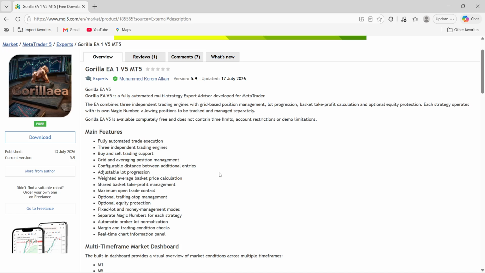Right, so as you can see, the developer says it combines three independent trading engines with grid-based position management, loss progression, basket take profit calculation, and optional equity protection. And it says each strategy operates with its own magic number, allowing positions to be tracked and managed separately. The EA is completely free and does not contain time limits, account restrictions, or demo limitations.